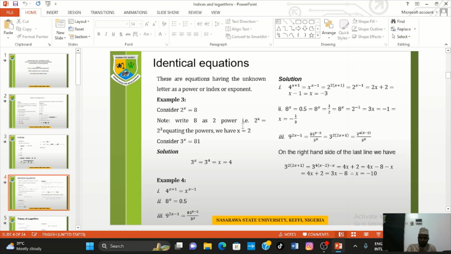Identical equations. These are equations having the same unknown letter as a power, index, or exponent. Take for instance, consider 2 raised to the power of x equals 8. Note, write 8 as a power of 2, that is, 2 raised to the power of x equals 2 raised to the power of what? 3. Equating the power, we have x equals what?